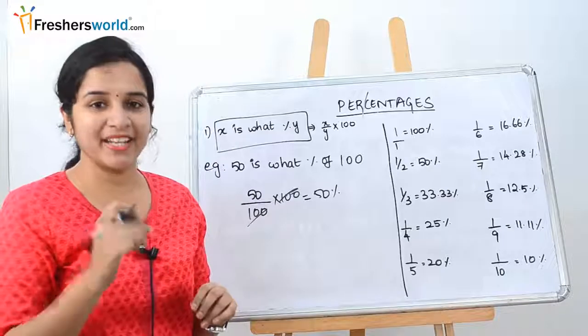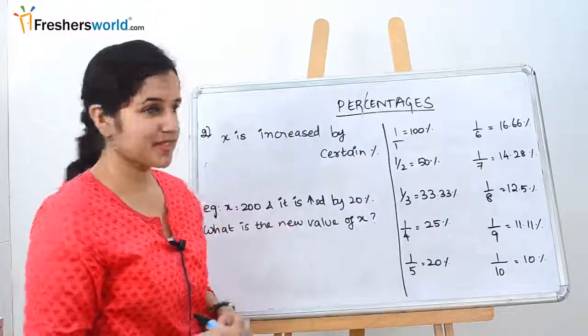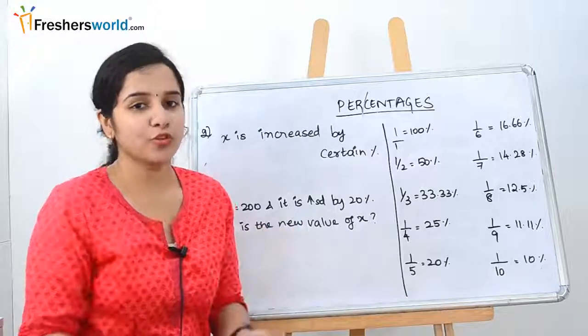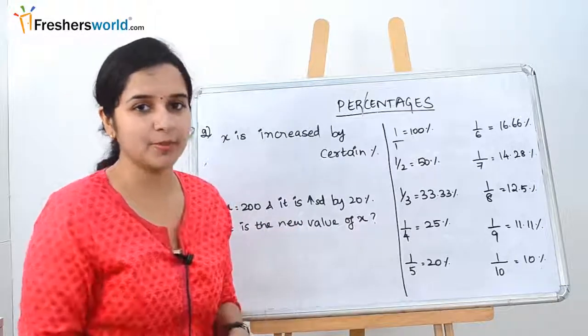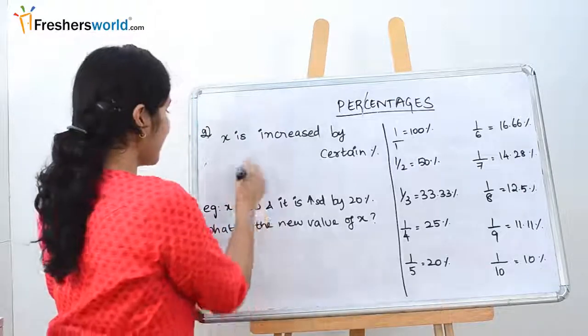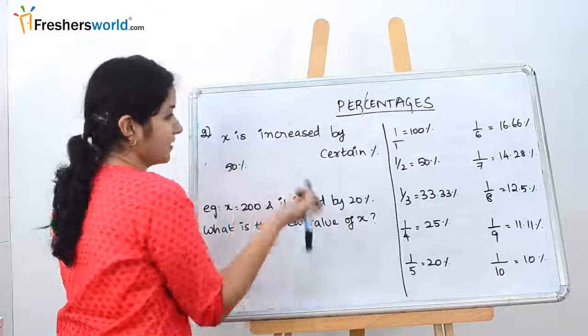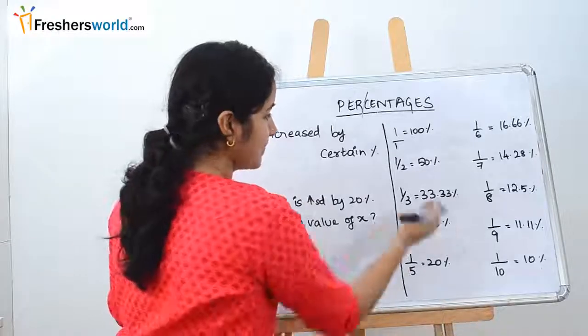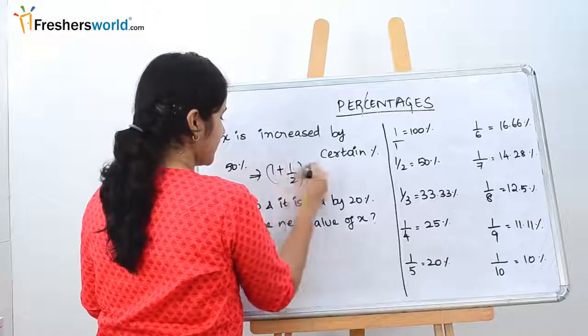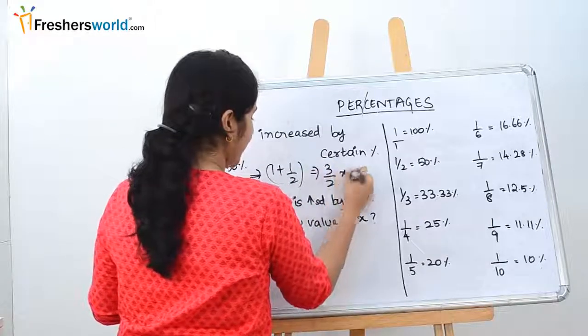Let's go to the next concept. The second type is: X is increased by a certain percentage, find the new value of X. This is another common simple problem that we face in percentages. How to do that? Let's take for example, X is increased by 50%. We know 50% is nothing but 1 by 2. So it is increased by 1 by 2, which is nothing but 3 by 2 of the X value.